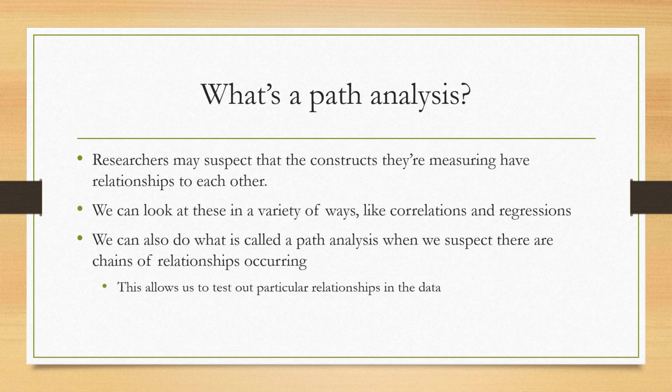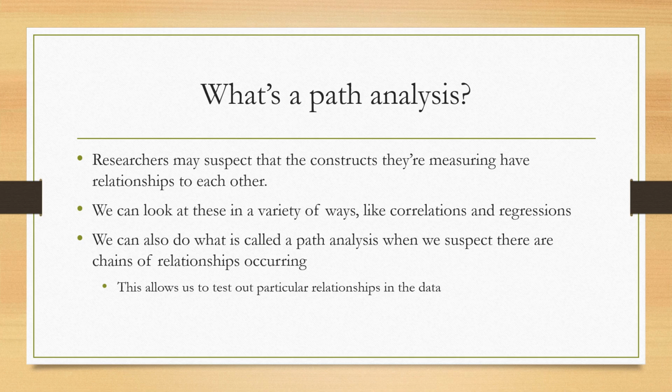Now, the other thing that this paper had was a path analysis. So researchers may suspect that the constructs that they're measuring, especially if they're measuring a bunch of different constructs, have relationships to each other. Usually, that's the bare minimum, that they have relationships. Now, we can look at relationships in a variety of ways. We can look at them with correlations, which tells us if there is a relationship, but it doesn't tell us a direction. And we can look at them through regressions, where we can start to tell, do particular variables have impacts on other variables? And what we can also do is what is called a path analysis, when we suspect that there are particular chains of relationships occurring.